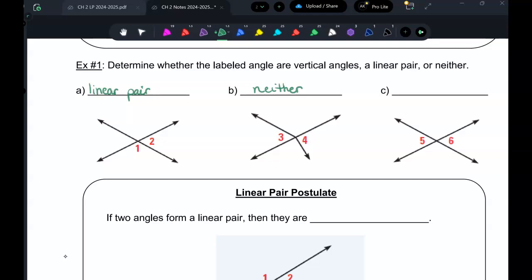Do you see the difference between the 3 sets? So these are vertical. Good? Can you just say linear and vertical? Say linear pair, because linear can refer to an equation, whereas vertical only refers to angles. Okay?